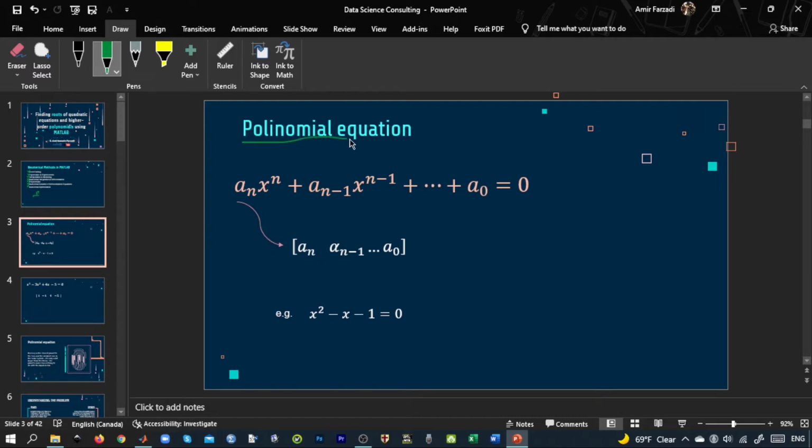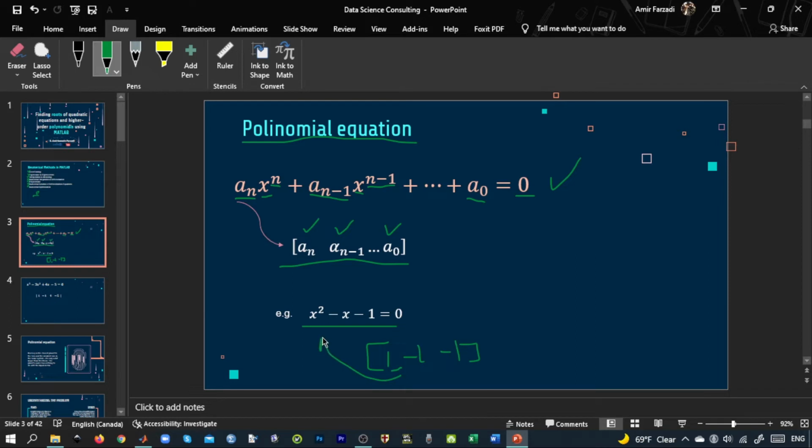Assume that we are going to solve a polynomial equation in the form of a_n times x to the power of n plus a_(n-1) times x to the power of n minus 1, and finally a_0 equals 0. So this is a polynomial equation. MATLAB uses a vector to model this polynomial: a_n, a_(n-1), and finally a_0. For example, this equation, x squared minus x minus 1 equals 0, is determined by MATLAB using this vector of coefficients: 1, minus 1, and minus 1.